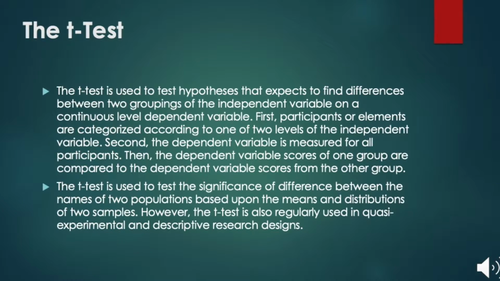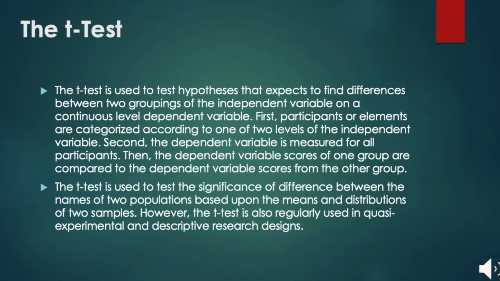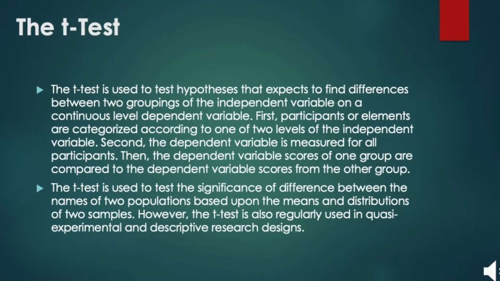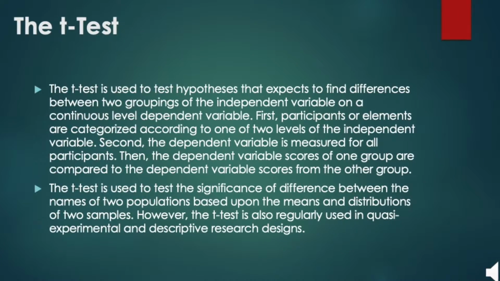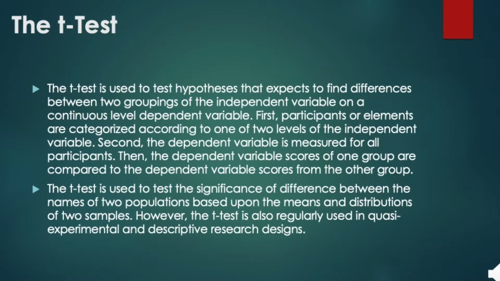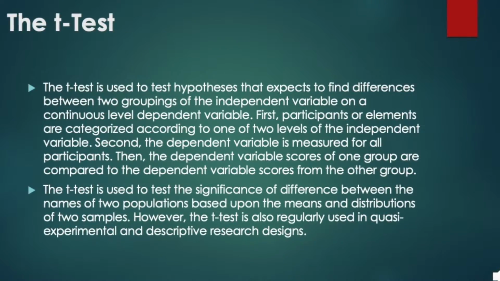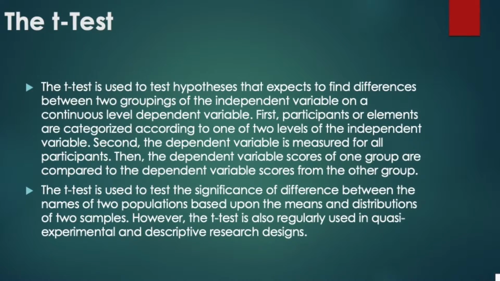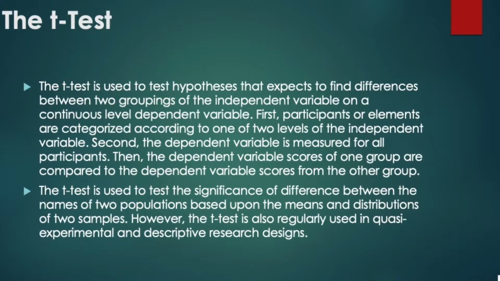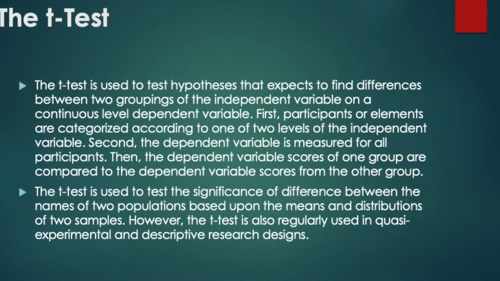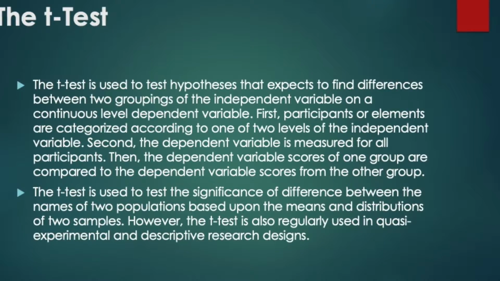First, participants or elements are categorized according to one of two levels of the independent variable. Second, the dependent variable is measured for all participants. Then, the dependent variable scores of one group are compared to the dependent variable scores from the other group. The t-test is used to test the significance of difference between the means of two populations based upon the means and distributions of two samples.